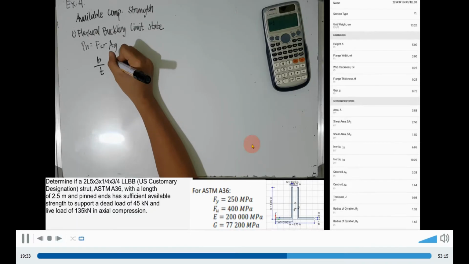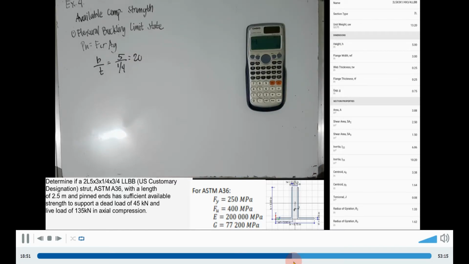So yung KC natin, it must not exceed or it must be 0.35 to 0.76. And then if na-solve na natin yan, ma-determine na natin what will be our formula for QS. So let us proceed. First is to solve for the width thickness ratio, in which the B is equal to 5 and the thickness is 1/4.